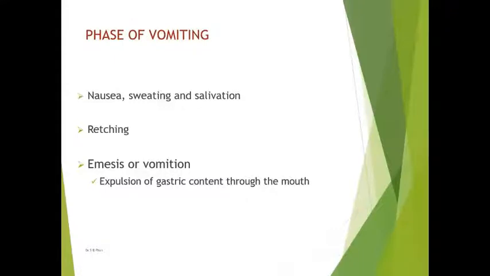Phases of vomiting. What are the phases or stages of vomiting? So there are three major stages of vomiting. The first phase or stage is called nausea. This is just a sensation, the intrinsic feeling that you're about to vomit. Not that you are vomiting, but there's just that feeling that you are just going to vomit. You can even say I'm about to vomit, but you're not yet vomiting. So that is called nausea.